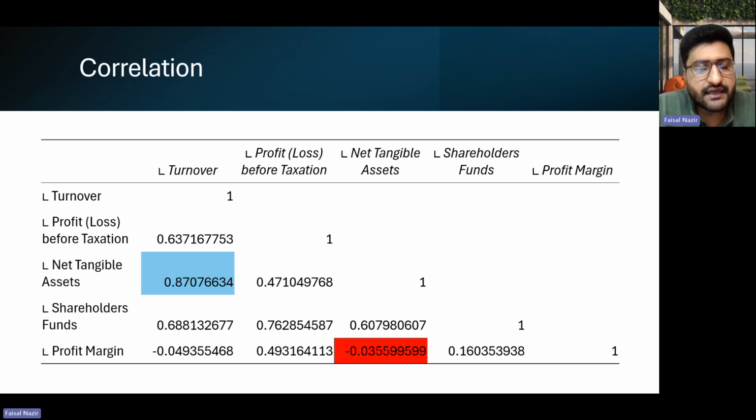The weak correlation might imply that while assets drive revenue, they do not necessarily improve profit margin directly. Together, these insights provide a deeper understanding of which financial elements are closely linked and which are more independent, helping us prioritize metrics in further financial analysis.